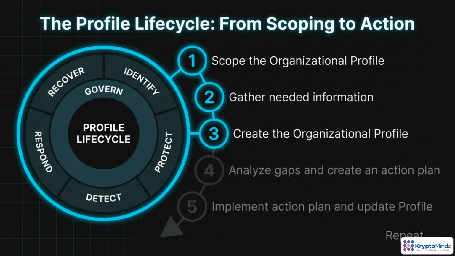Profiles are not one-time documents. They're living views of how your CSF outcomes line up with reality. You start by scoping. Decide which systems, business units, or services you're profiling. Then you gather evidence: policies, control inventories, tool configurations, interviews, and existing audits. Finally, you translate what actually exists into CSF language, building an organizational profile that can later be compared, scored, and used for planning.